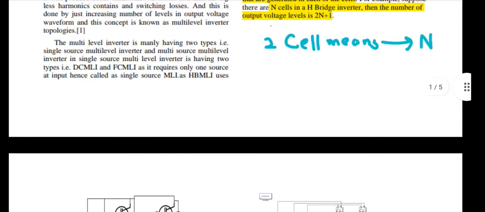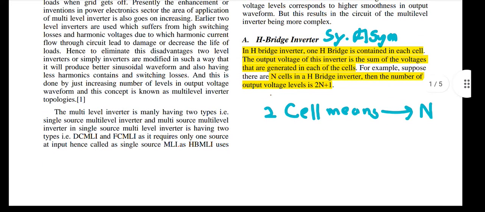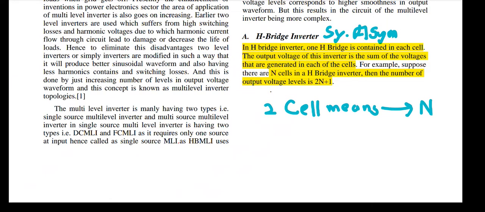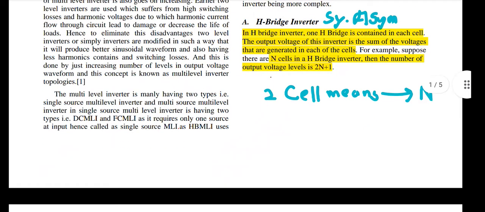Now suppose I have to design a 5-level multi-level inverter, then how many cells do I need? The number of levels can be calculated using the formula 2n plus 1. Suppose I want to get 5 levels, meaning 2 into n plus 1 equals 5. So what is the value of n then?